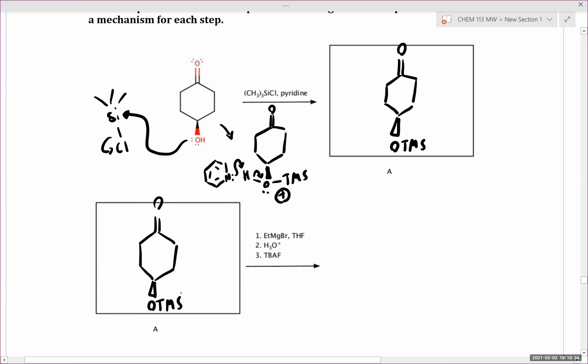Okay, so we have our protected silyl ether, and now we're treating it with ethyl magnesium bromide in THF, and then we have some quench steps. So what's going to happen when we treat this molecule with ethyl magnesium bromide? What is going to happen?